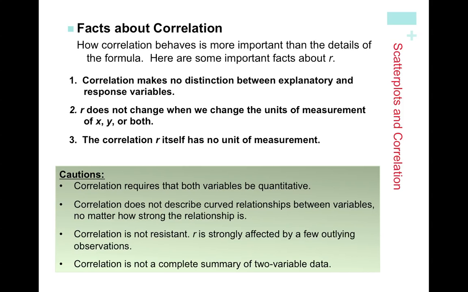And correlation isn't resistant, meaning that R is going to be strongly affected by a few outlying observations. Remember, we're dealing with the mean in its calculation. Mean is one of those non-resistant quantities. So if we throw some outliers in, it's going to change our correlation quite a bit. And correlation is not just a one-stop shop for summarizing two-variable data.